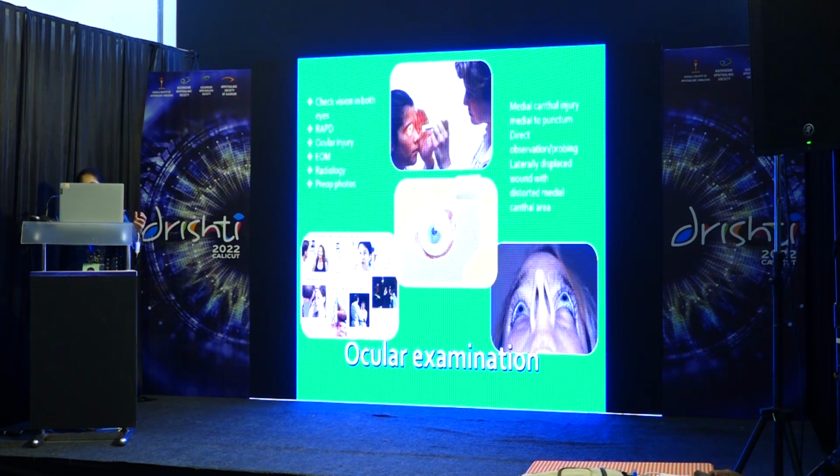Ocular examination is very important. We need to document vision in both eyes, specifically check for RAPD, and always rule out ocular injury and extraocular muscle injury. Order radiology wherever it is indicated, and please document everything along with preoperative photographs. For any medial canthal injury medial to the punctum, specifically look for canalicular tear injury, either by direct observation or sometimes by probing. Grossly, any laterally displaced wound should alert us to the presence of a canalicular tear injury.